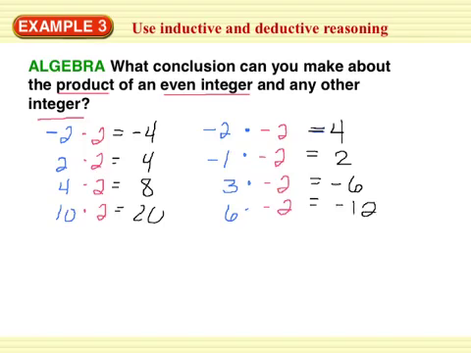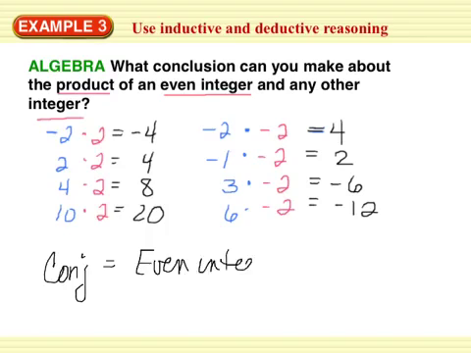Can you make any conjectures from the data that we've gathered? Well, I've got some positives and negatives, no big deal, but every single one of my answers, no matter if I'm multiplying by even or odd, all of my answers are evens. So my conjecture is an even integer times any integer equals an even integer.